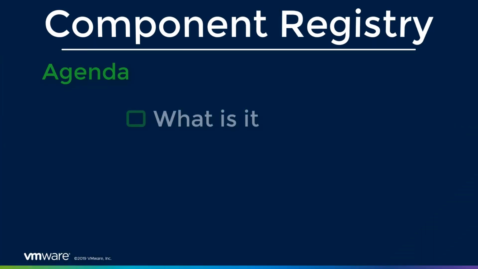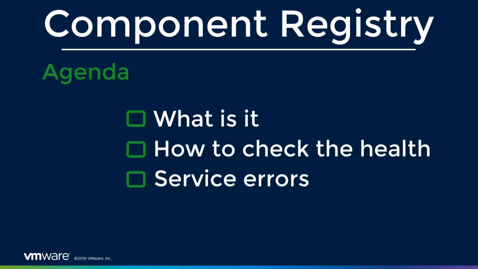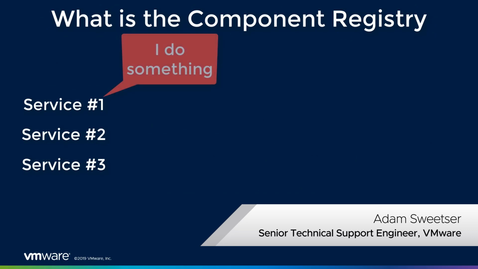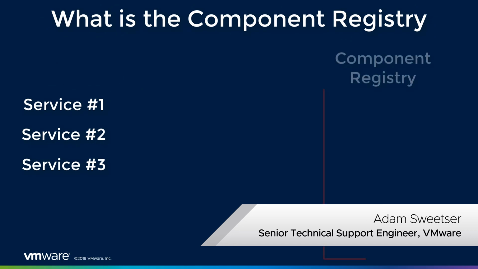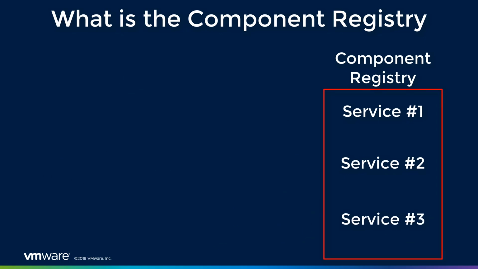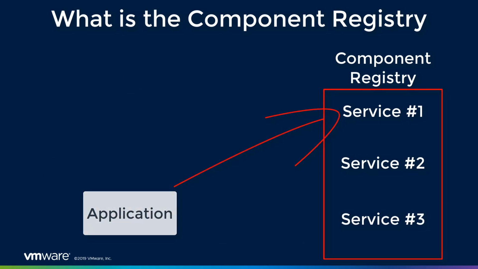Hello everyone, in this video, we'll be talking about the component registry in vRealize Automation. With any kind of application, there are services. Those services accomplish some kind of work. The component registry is a place where those services can register themselves to allow clients to access those services.